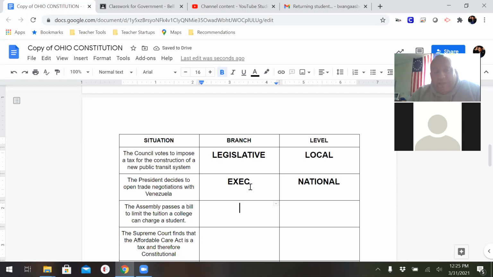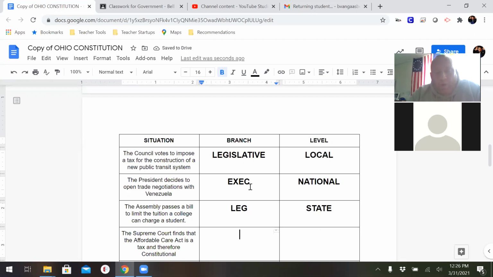The third one, the assembly passes a bill to limit the tuition a college can charge a student. Well, if it's the assembly, what branch is that? Legislative, very good. Okay, and if it's the assembly, we're talking national, state, or local. And feel free to abbreviate here, N, S, or L. You don't have to type out the whole thing. All right, state. Okay, state assembly.